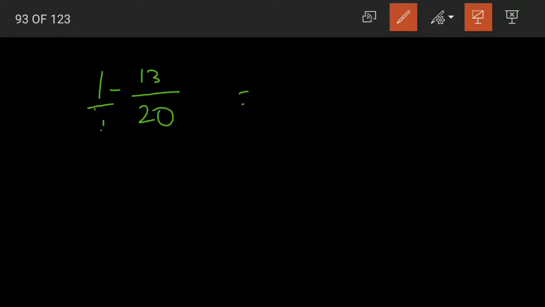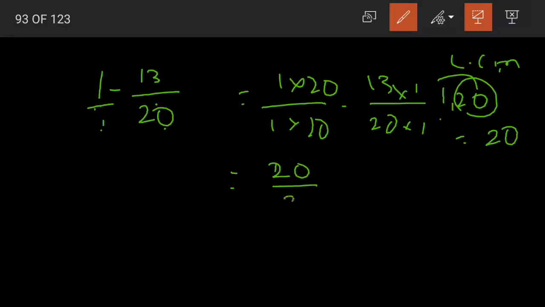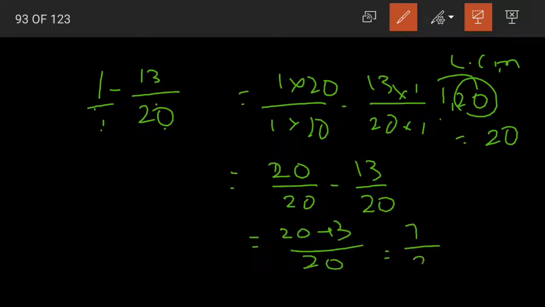Here the denominator is 1 and here the denominator is 20. Now when we have 1 and any other number, the LCM will be the number itself, 20. Okay, the LCM of 1 and 20 is 20. So 1 into 20 minus 13 by 20 into 1 into 1. So 20 by 20 minus 13 by 20. When we subtract, we are left with 7 by 20. We are only left with 7 by 20 of the whole money.